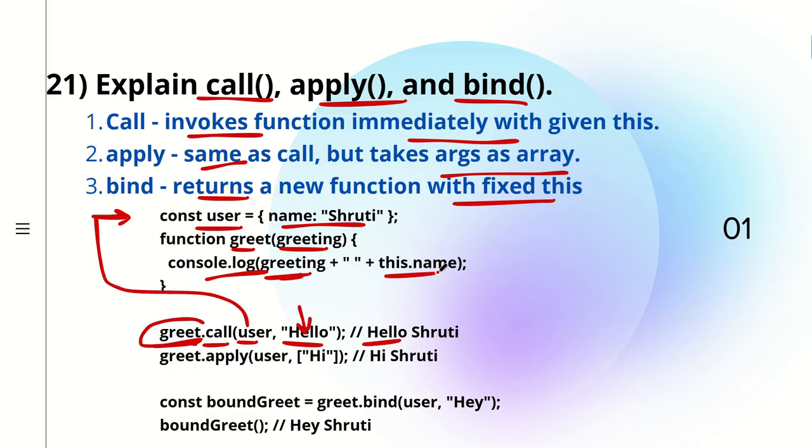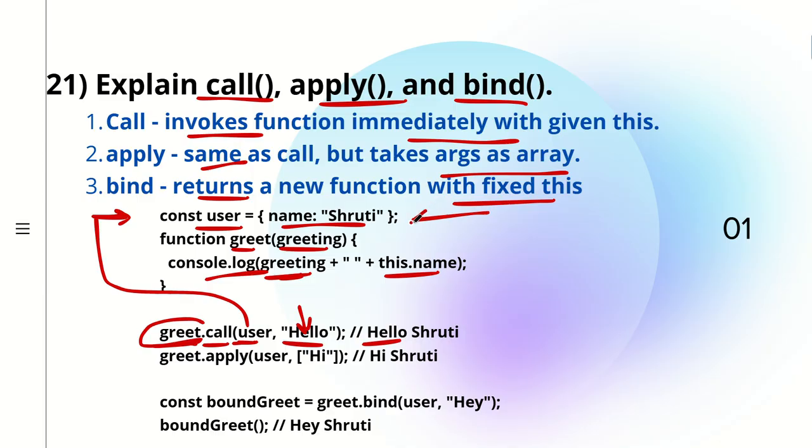And this.name, what is this? This is useful to get the context, like how this code is getting executed, what is the context of this code, or of this block. So what is this here? Since you passed user, it is going to point to this user object.